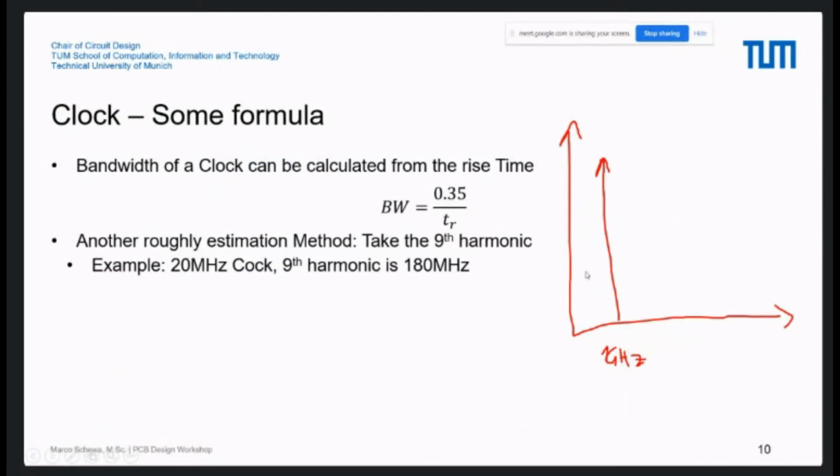So if you have a clock at 1 gigahertz, then of course you have some harmonics here.